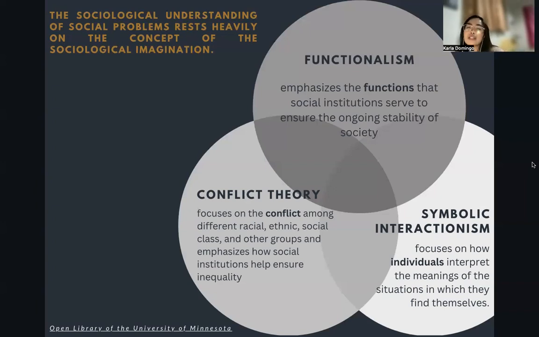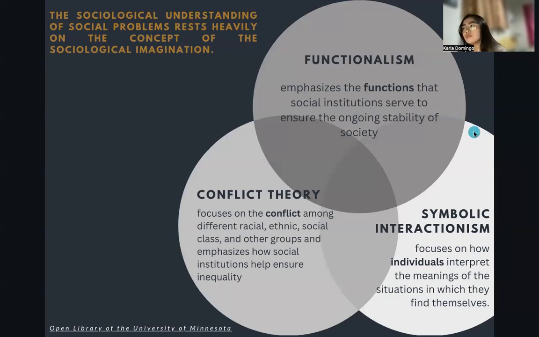We can cite here, of course, political dynasties and abuse of power. And then lastly, we have symbolic interactionism, which highlights how individuals interpret the meanings of their situations. Here, people do not merely learn the roles that society has set out for them. Instead, they construct these roles as they interact with one another.